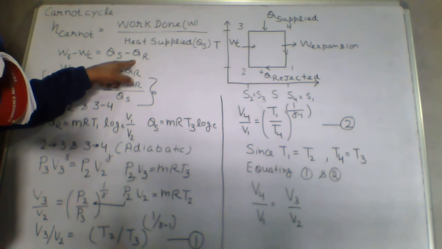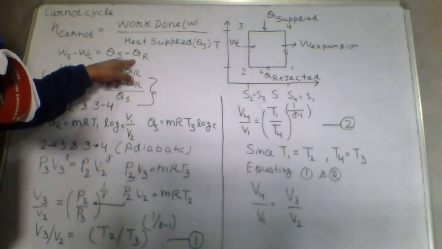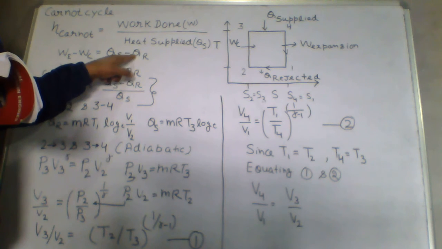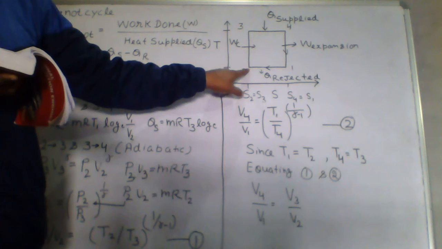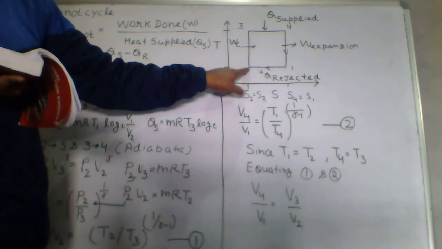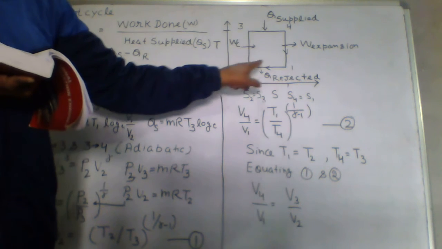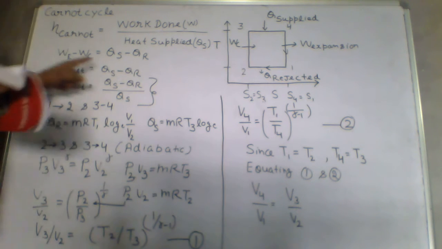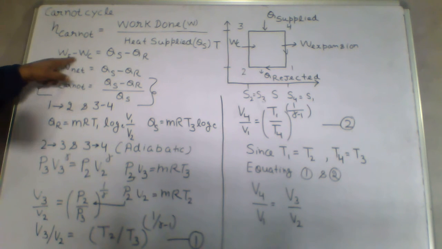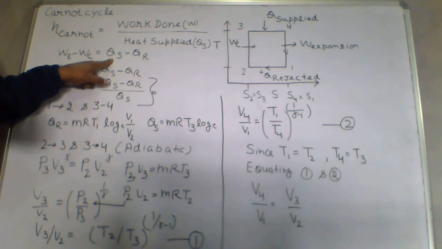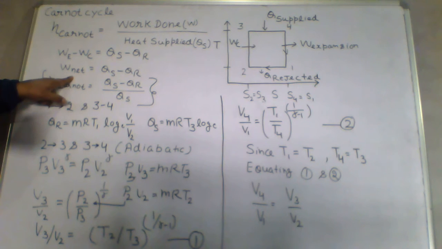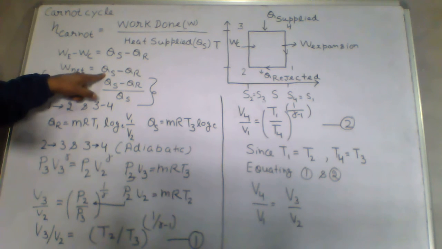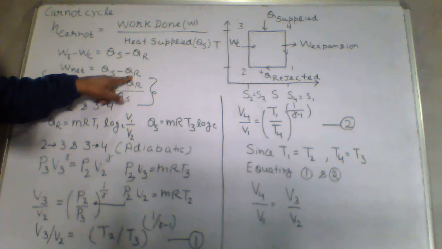Because this is a closed cycle and the internal energy of the working fluid is the same. We had reached the same point where we had started. We started from 2, and after the complete cycle we have reached point 2. It means work expansion minus work compression is equal to heat supplied minus heat rejected, and this is your net work. So net work is equal to heat supplied minus heat rejected.